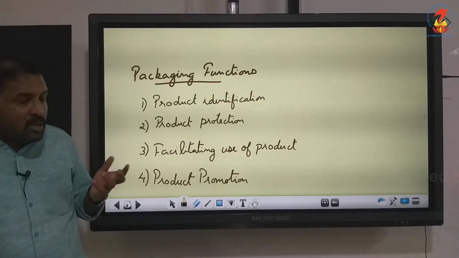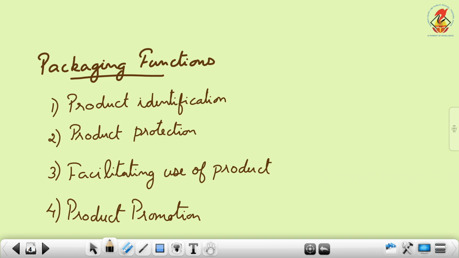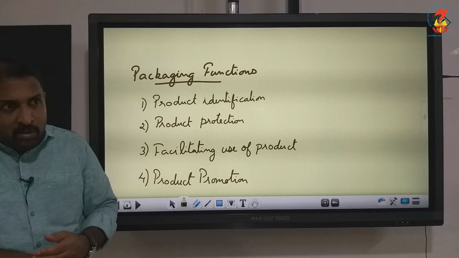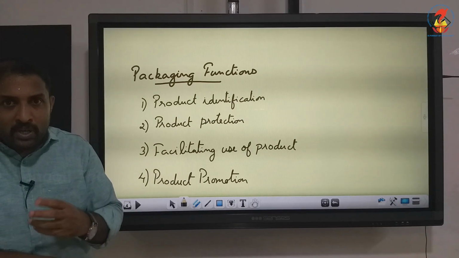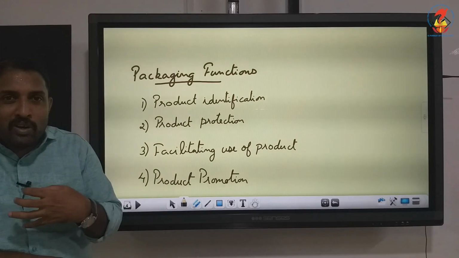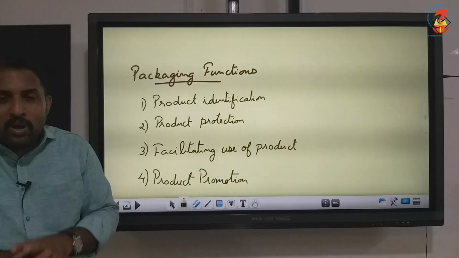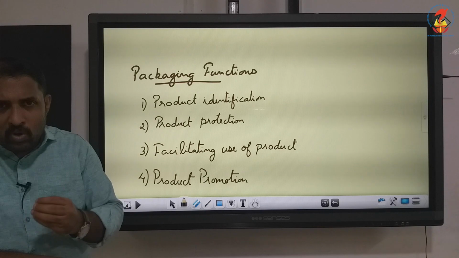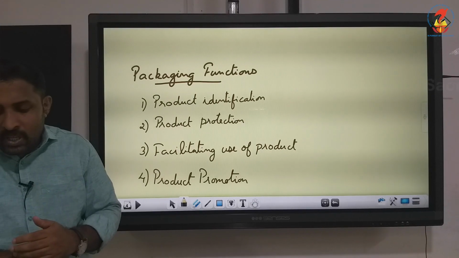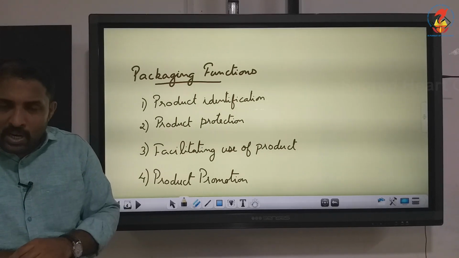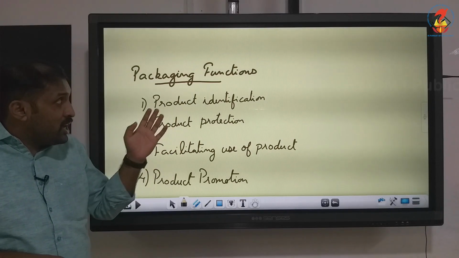Now another thing is, what all functions does packaging perform? It helps to identify the product. For example, Close Up with lime is shown in yellow color, or Fresh Breathe in red color. Certain products we can very well understand by looking at the color itself, the color scheme, the boxes. It helps to identify the products. So product identification can be done by looking at the package.